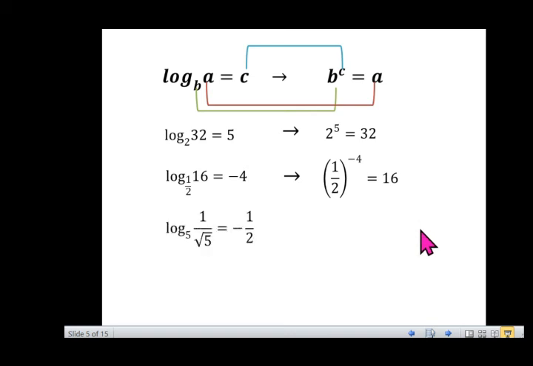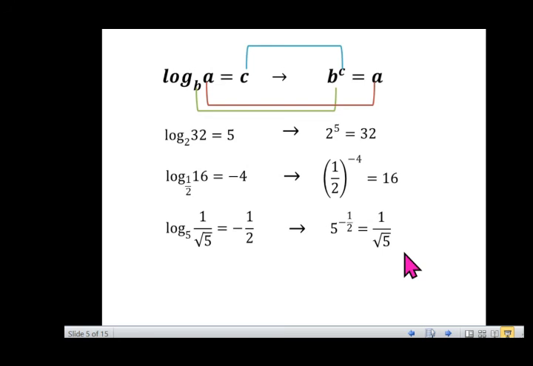Next example, you have the logarithm of 1 over the square root of 5 with base 5 equals -1/2. So rewriting to exponential, our base is 5, so you have 5. Our c is -1/2, so that's 5 raised to -1/2 equals 1 over the square root of 5.